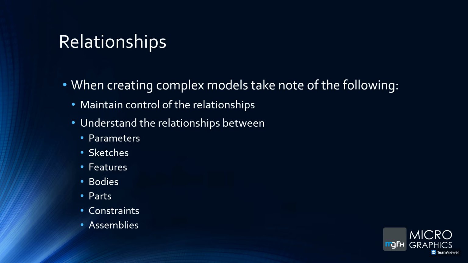So, parameters, sketches, features, bodies, that's all part of parts, but then also your constraints. And you can see how as we go through each level, there's 1, 2, 3, 4, 5, 6, 7 levels over there, more and more relationships get built up which are reliant on other relationships. And if we don't control those relationships, we can find that the model might implode. So, please, control the relationships, understand what you're putting down.